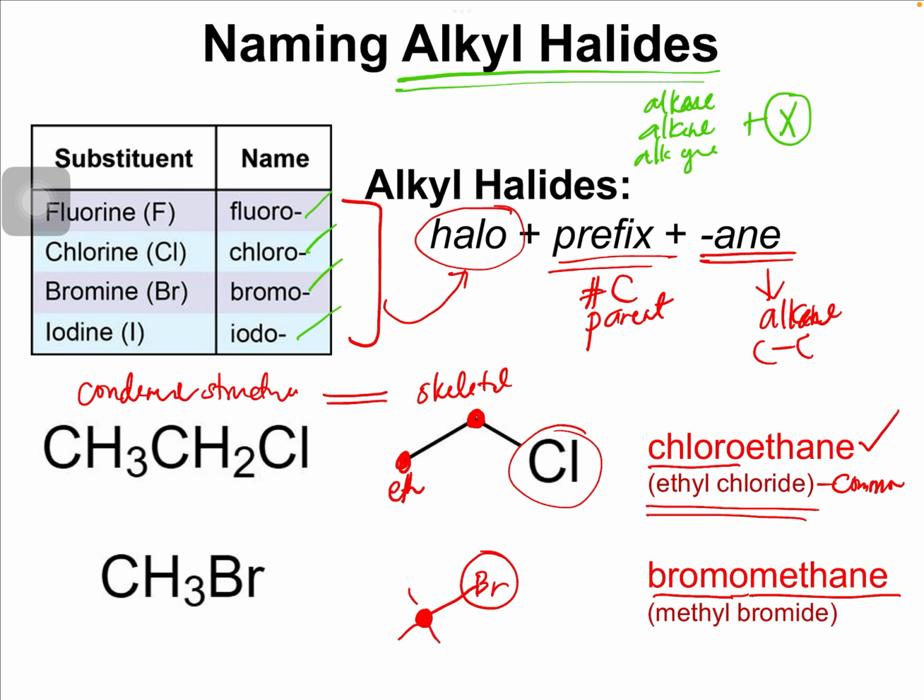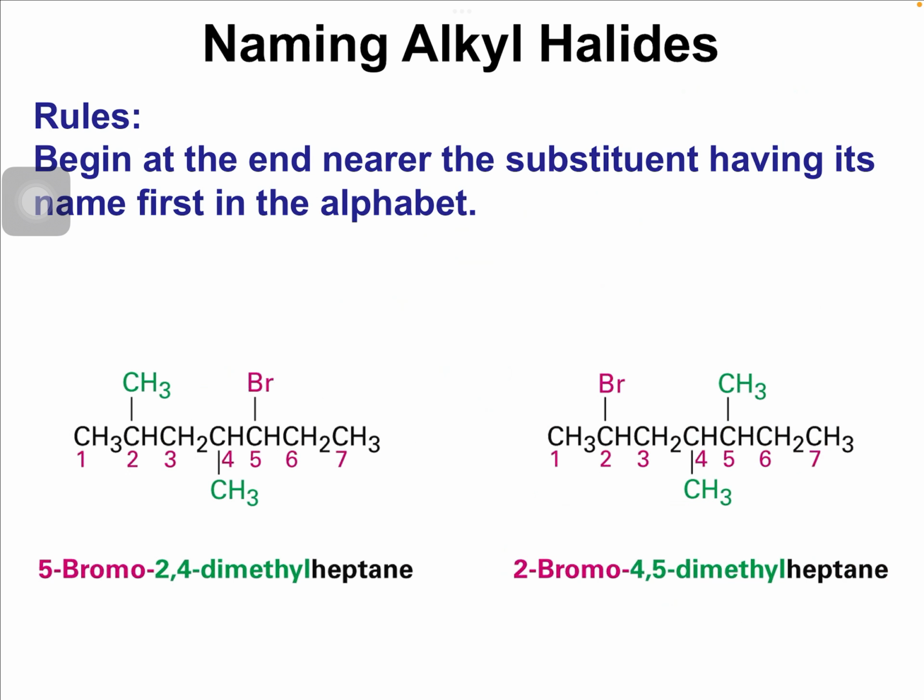Now, what is the name of the parent? So, the name of the parent is, ito, one carbon lang siya, so that's met. So, that's why it's called methane. Bromomethane. Okay?